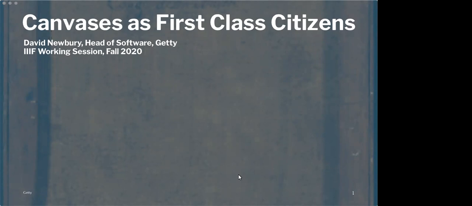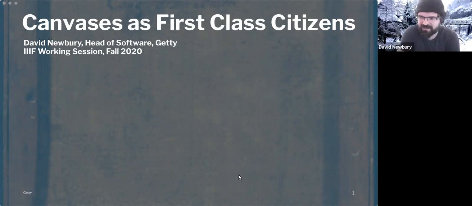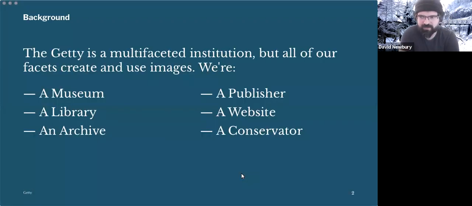Yeah, as we roll IIIF out across the Getty, some of the things that we've been thinking about, and to try to get some insight from the rest of you. As a bunch of you probably know, Getty is a very complicated organization that does many, many different things. It's a museum and a library and an archive. It's also a publisher. We do a lot of conservation work. We have a website.